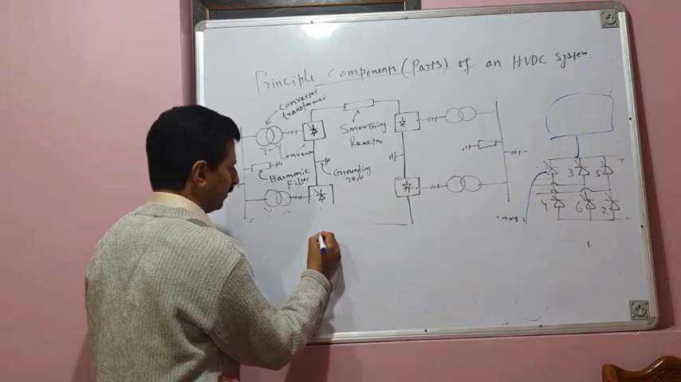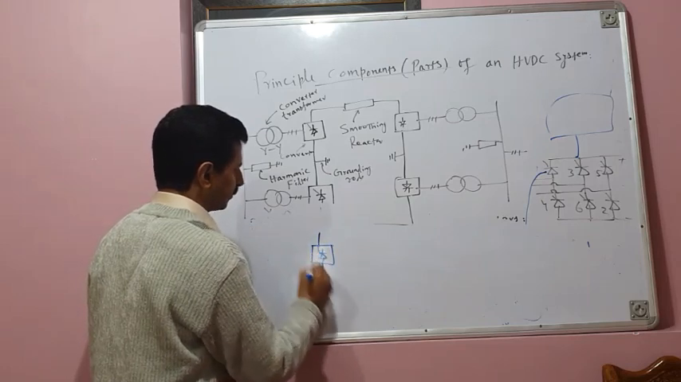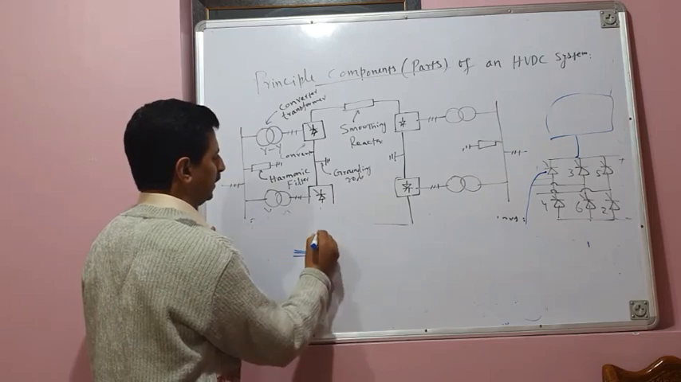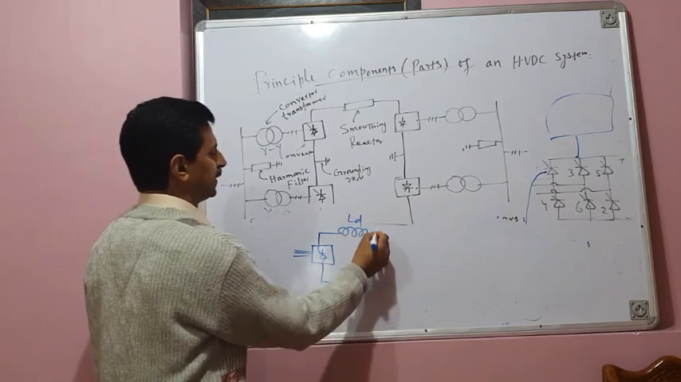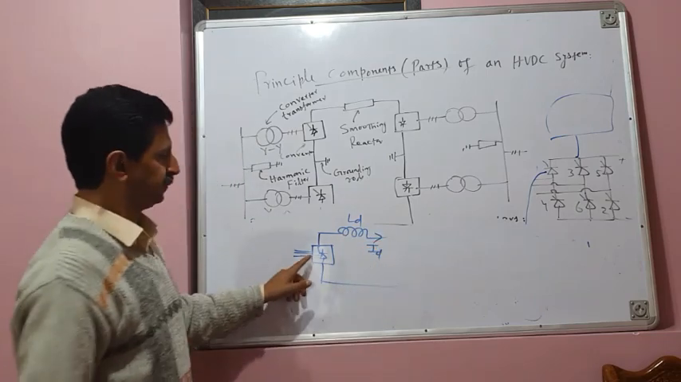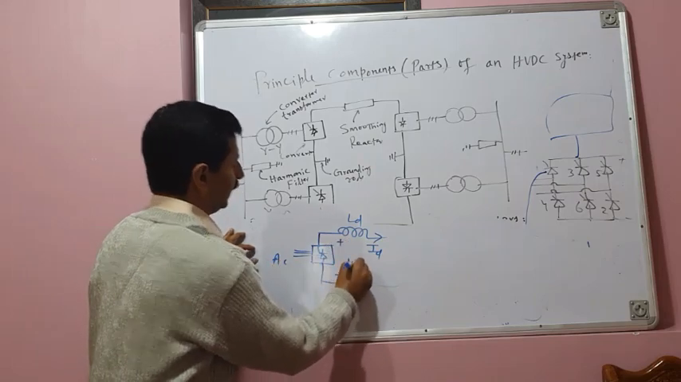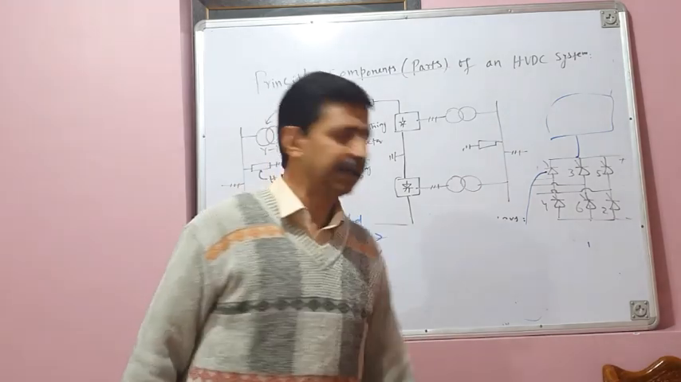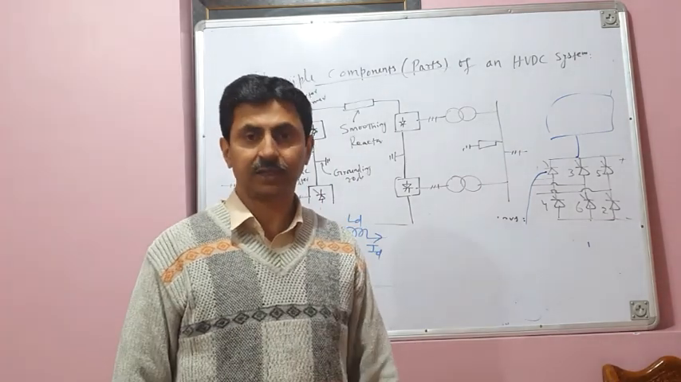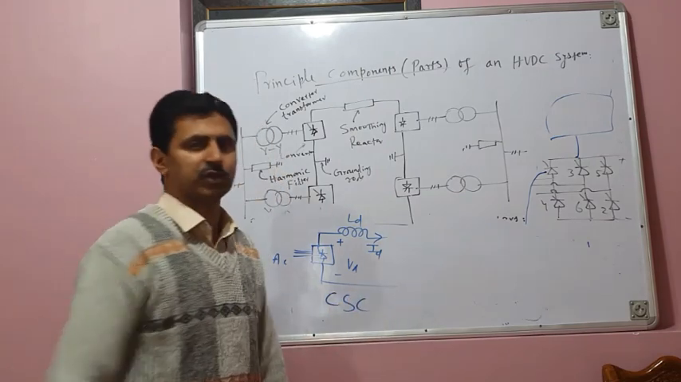Your current source converter is like this. I will draw just a schematic. This is the input, and this is your current source converter. This is the AC input and this is the DC output. And what energy storage are you using? You are using an inductance in series on the DC side. So this becomes your CSC. CSC means current source converter.